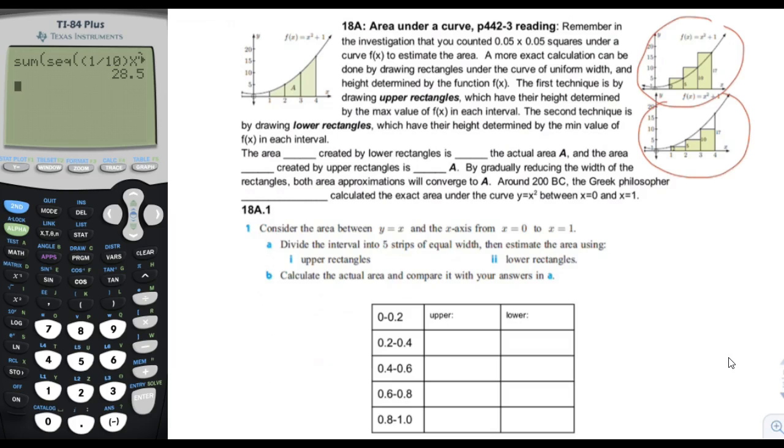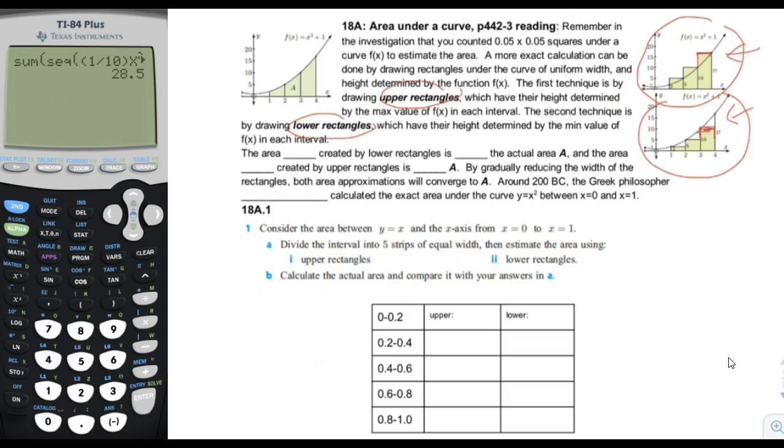There's this method, which draws the rectangle so that the height corresponds to the maximum value of the function in that interval. And there's this method, which does the opposite. It makes the height of the rectangle equal to the minimum value of the function within the interval. This technique here is called upper rectangles, and then this technique here is called lower rectangles.